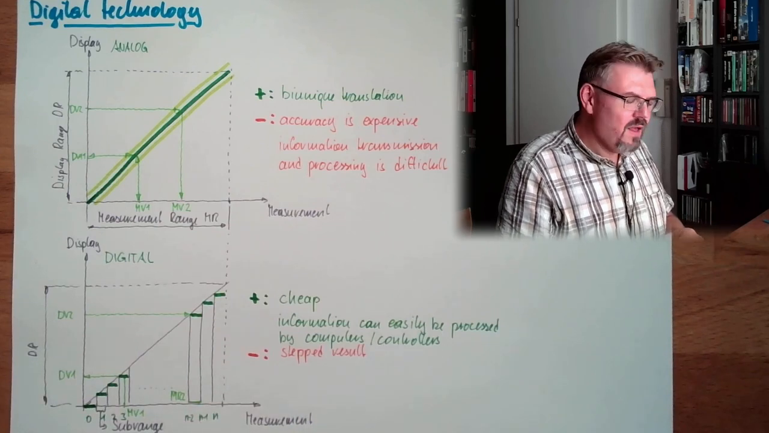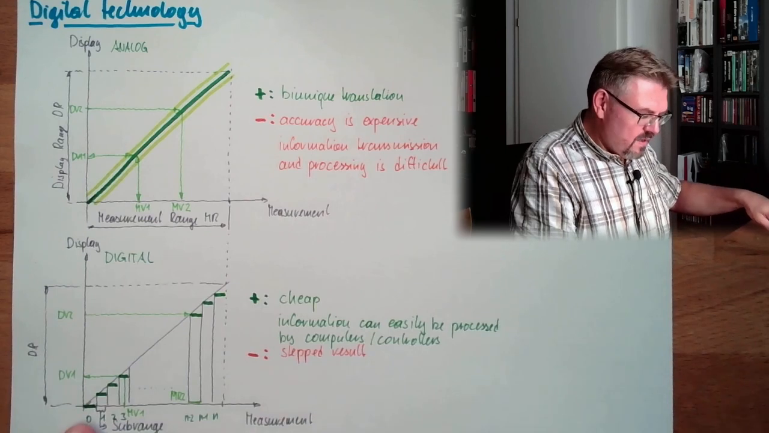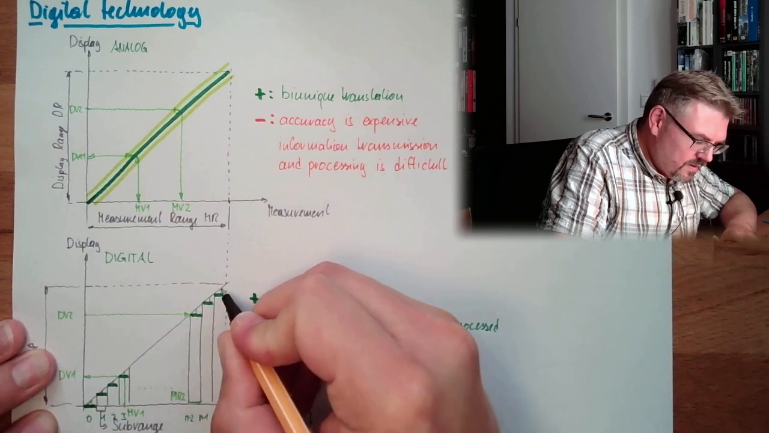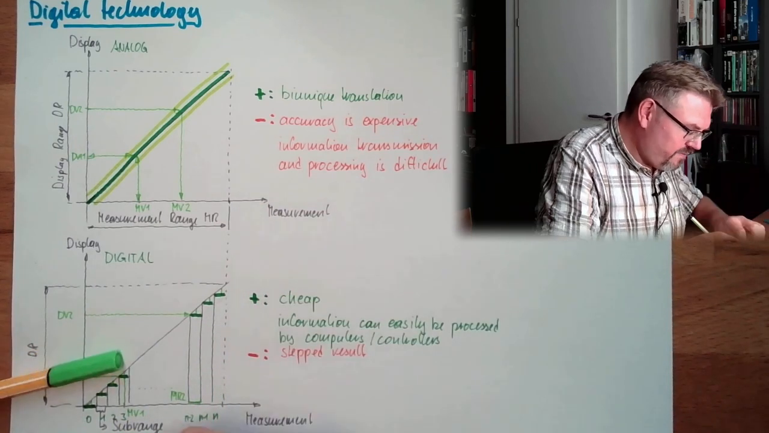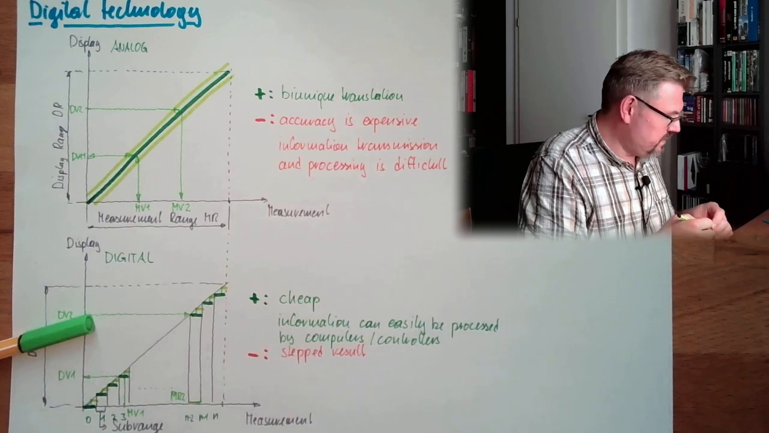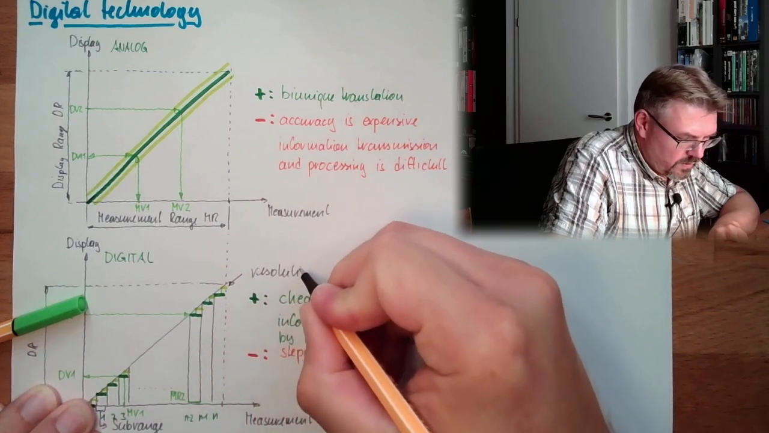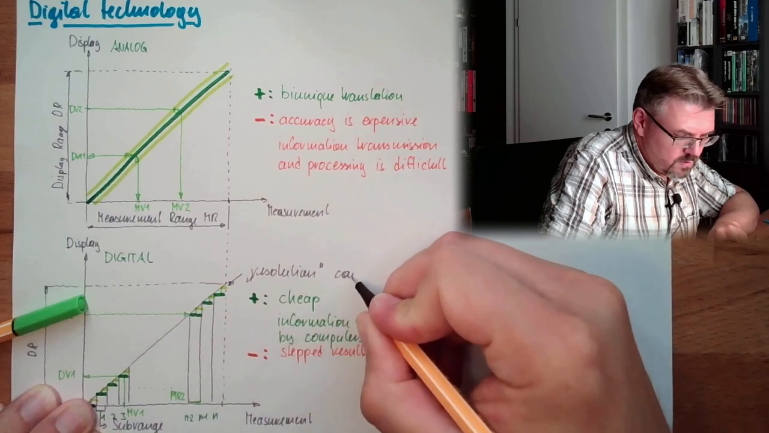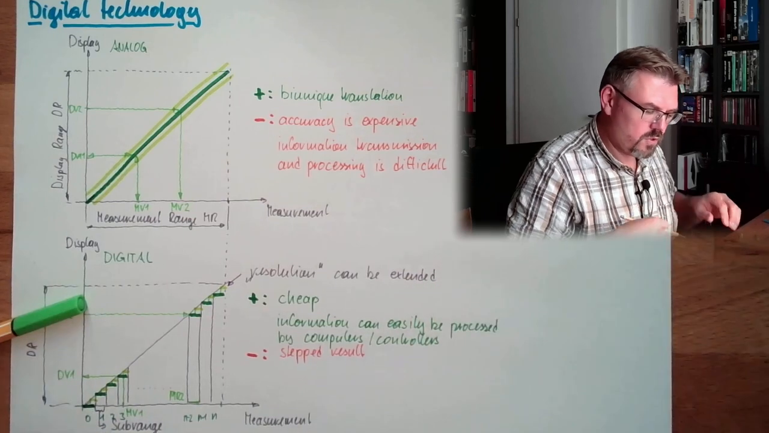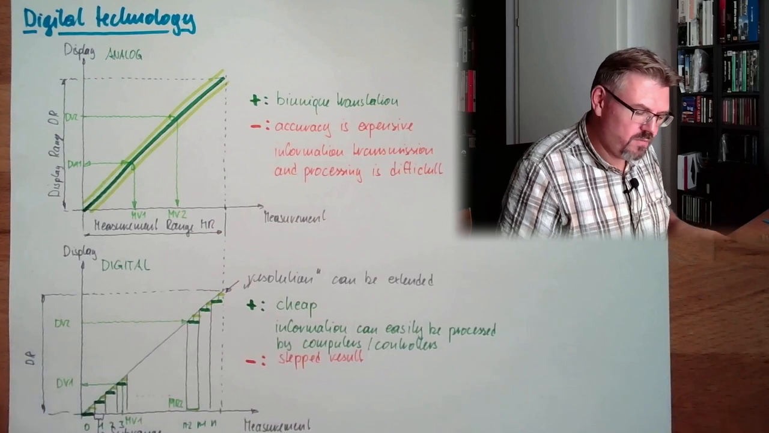What about the stepped result? Well, I could increase the so-called resolution. I could not make that amount of steps, but twice as many steps. Then I would have the steps like that. Double the resolution. So resolution can be extended, expanded, simply more steps. Simply add more steps. This can be done easily.